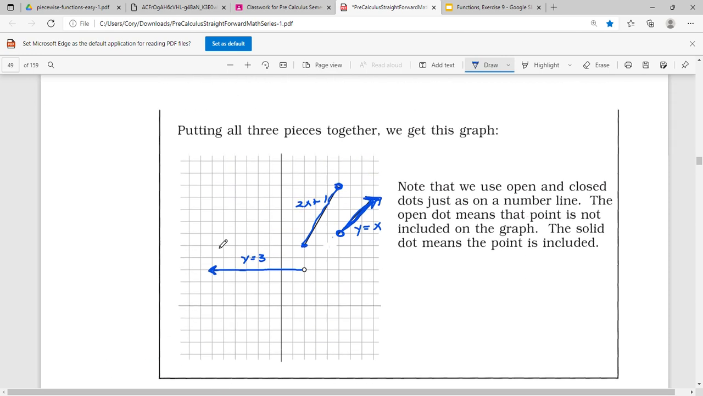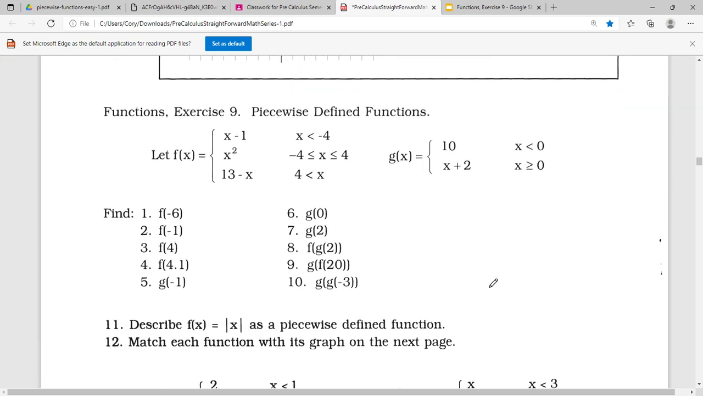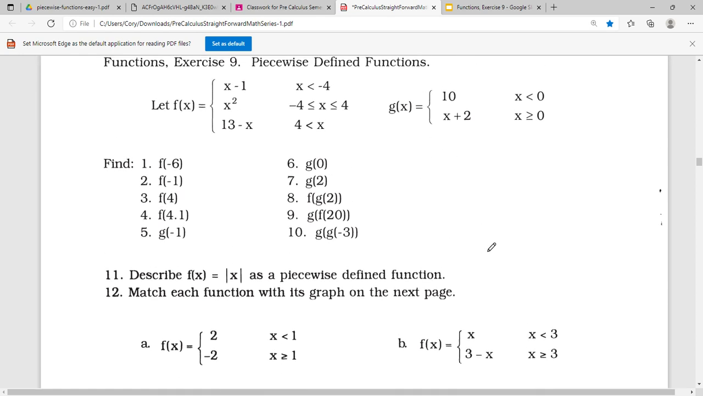Alright, so pretty easy. A lot of times you can just figure out what something is from the graph, and then you can easily graph these functions. So this is what the homework looks like. For all of these, you're just going to feed these values into f of x or g of x. So I'll do one for you. If f of x is negative 6, here's our f of x function. Which one of these functions would negative 6 fall into? This is x less than negative 4. That would be in this one. So f of negative 6 goes into this function right here, because that's everything less than negative 4, and negative 6 is less than negative 4.